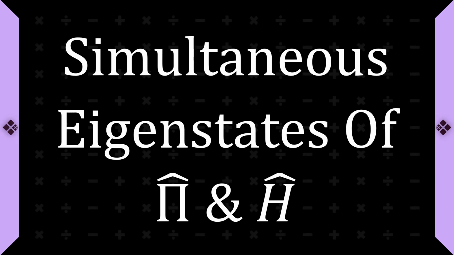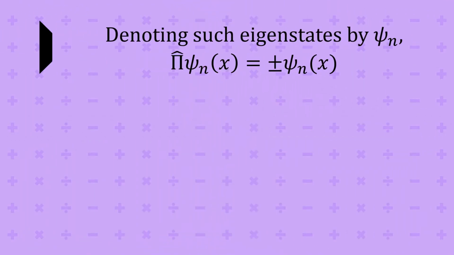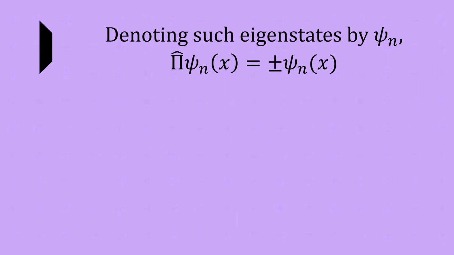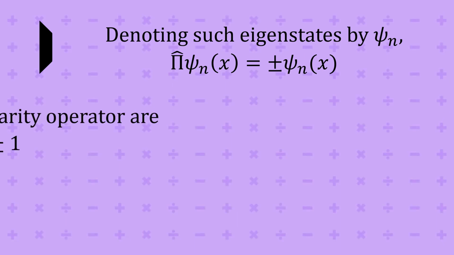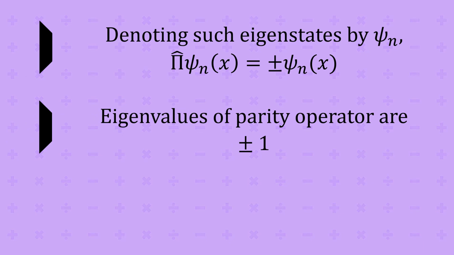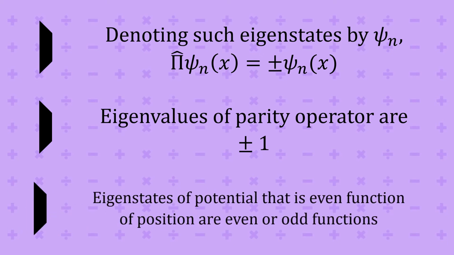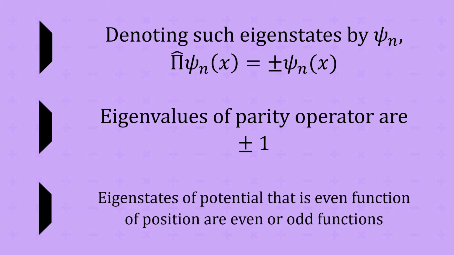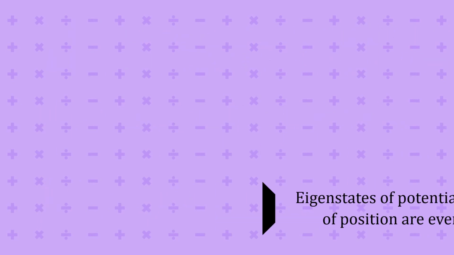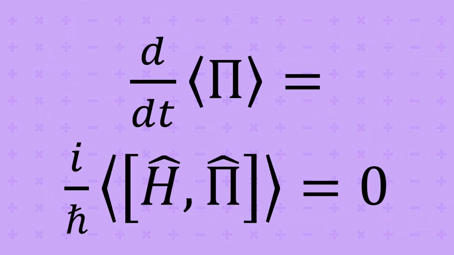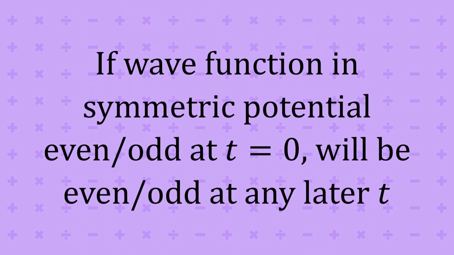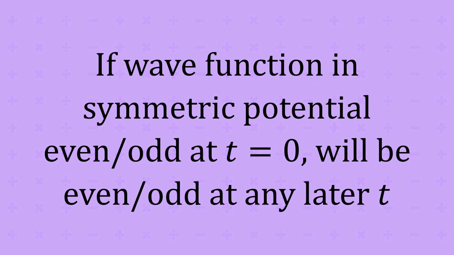Inversion symmetry therefore requires that the potential is an even function of position. So we can find a complete set of simultaneous eigenstates of the Hamiltonian and the parity operator. Denoting such eigenstates by psi n, we can show that the parity operator on psi n is equal to plus or minus psi n, since the eigenvalues of the parity operator are restricted to plus or minus 1. So the eigenstates of a potential that is an even function of position are themselves even or odd functions. By Ehrenfest's theorem, it follows that if the Hamiltonian has inversion symmetry, then we have this equation here.